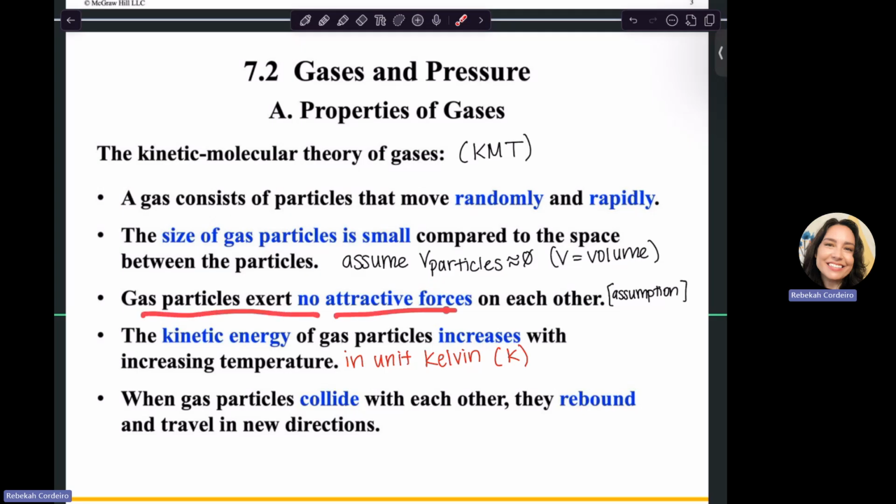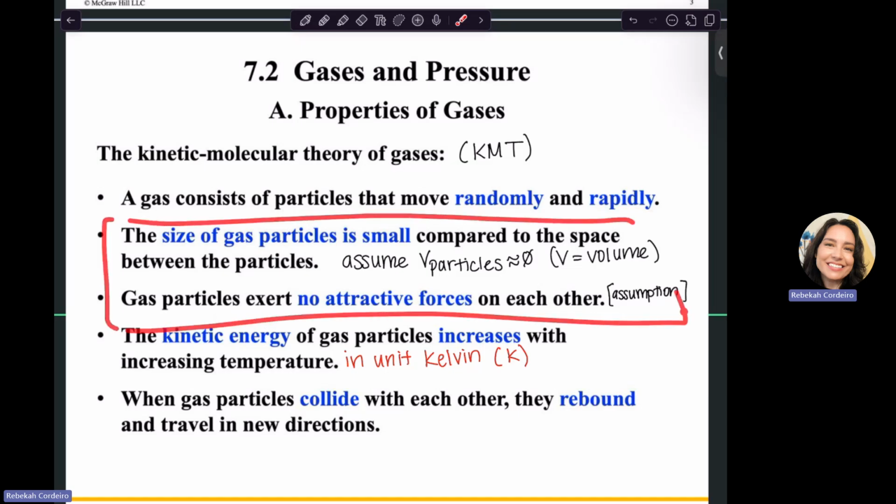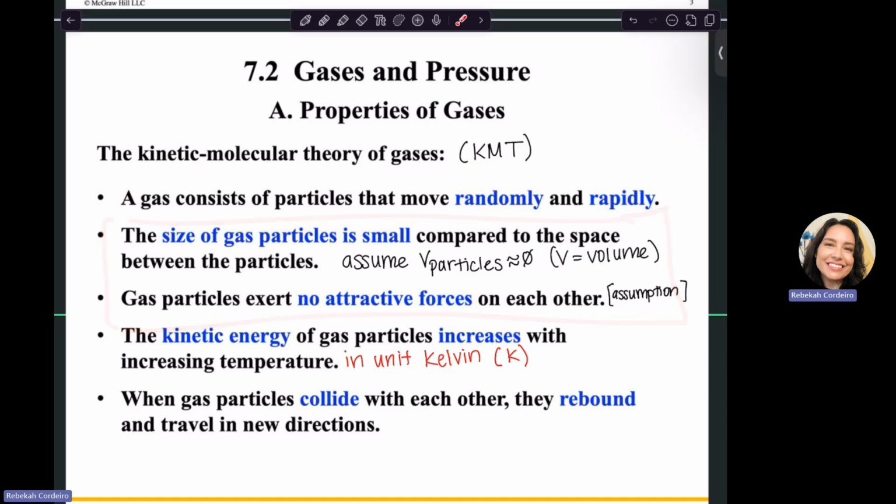Gas particles exert no attractive forces on each other, and so this is an assumption that we make. This is not necessarily true. There are some gases that do have attractive forces with each other, and we'll talk more about these attractive forces in the end of this unit. But keep in mind that we are assuming that they have no attractive forces on each other. These two things are assumptions we have to make for the math I'm going to show you to work.